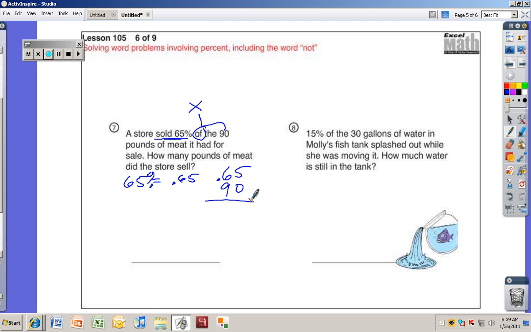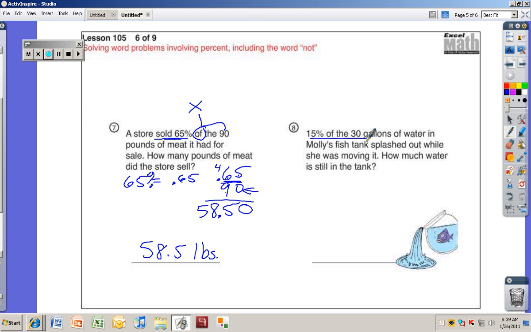Now I like to put the 90 on the bottom because I have a 0 right there. All I have to do is copy the 0. 5 times 9 is 45, carry the 4. 9 times 6 is 54, plus 4 is 58. We're going to move the decimal point over 2 spots, so the answer is 58.5 pounds. Okay, go ahead and do number 8. Pause the video, turn it back on when you're ready to see the solution.